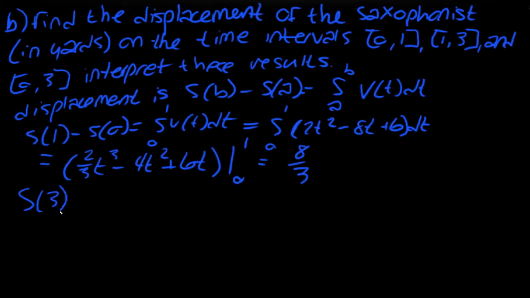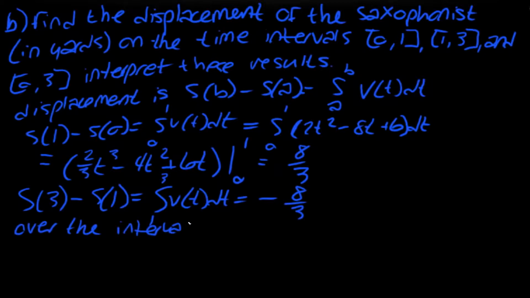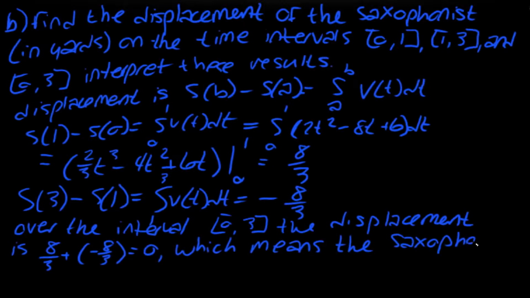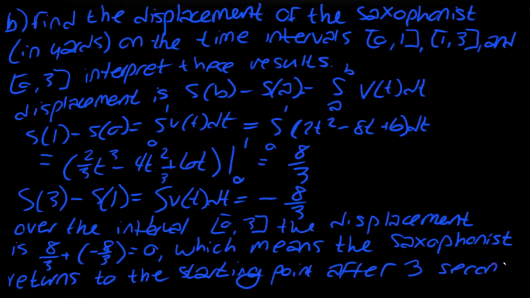Do the same process for interval 1 to 3. Over the interval 0 to 3, the displacement is 8 over 3 plus negative 8 over 3 equals 0, which means the saxophonist returns to the starting point after the first 3 seconds.